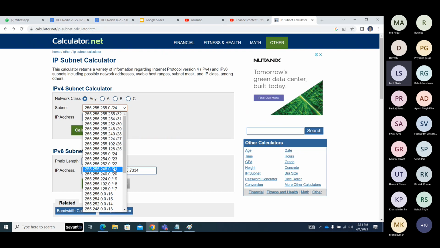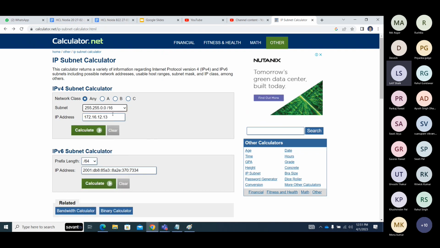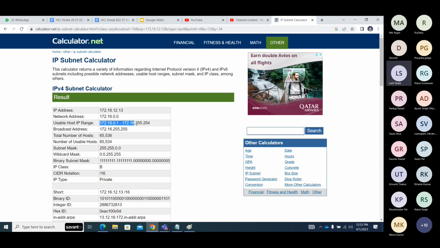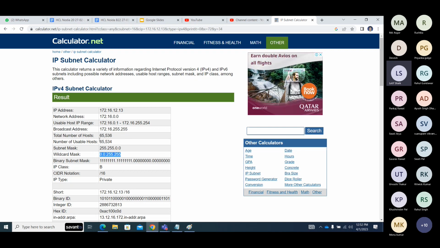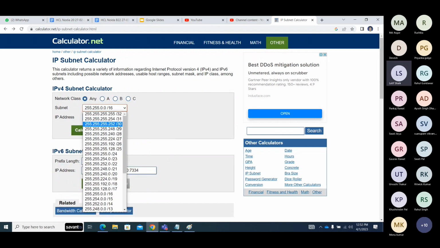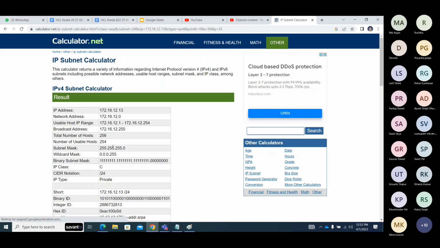In case I use the default one, /16, with the same IP, calculate. What is the network ID and host range? Different. The number of hosts per network is 65,536, and the usable number is different. Subnet mask, wildcard mask, so many other things. Okay, so I am changing again. See, the number of hosts is reduced because the subnet mask is changed.